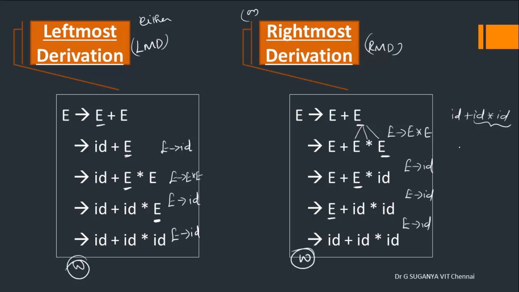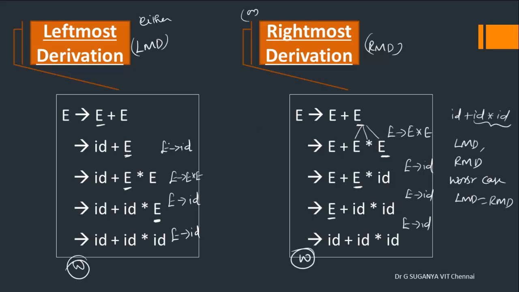For every string, there will exist an LMD and there will exist an RMD. In the worst case, when only one non-terminal exists in a production, we say LMD is equal to RMD. But otherwise, when there exists a word, there will exist one LMD and there will exist one RMD.